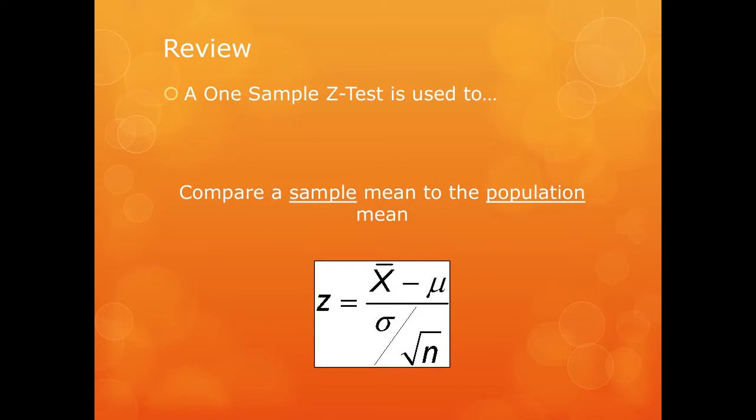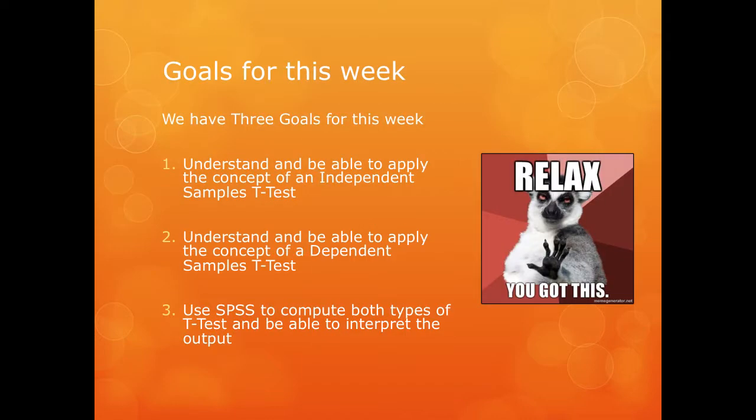So again, this is the formula for the z-test. You have the sample mean, which is the x bar, minus the mu, which is the population parameter, which is the proper term, over the population standard deviation divided by the square root of n, which is our sample size.